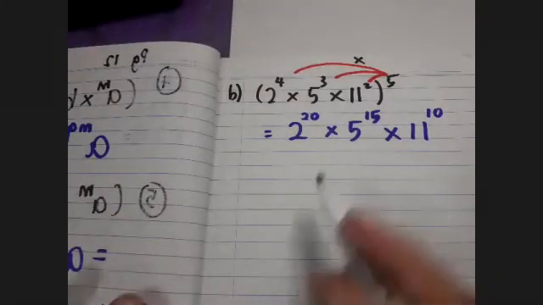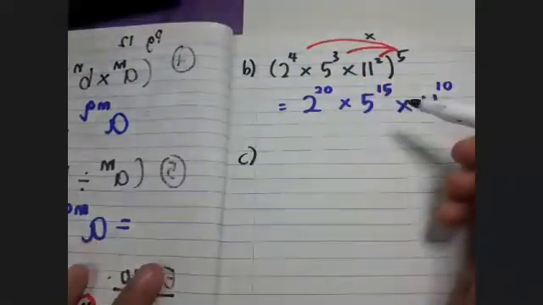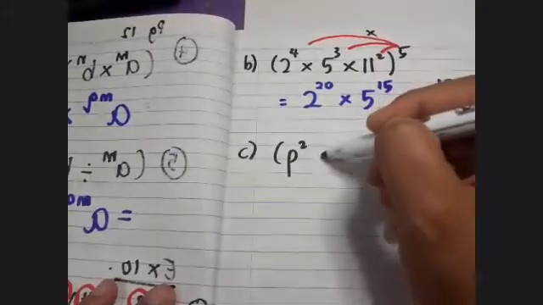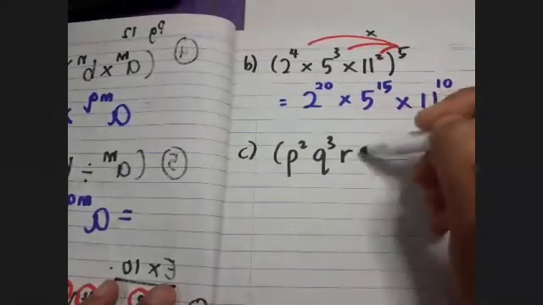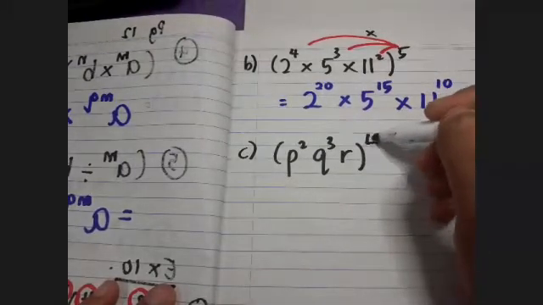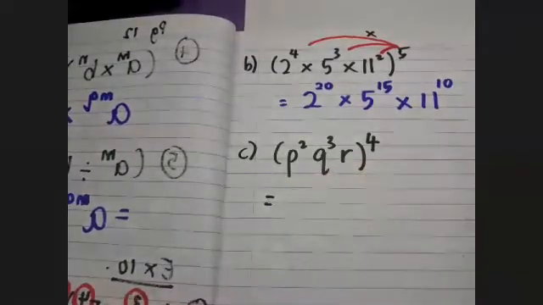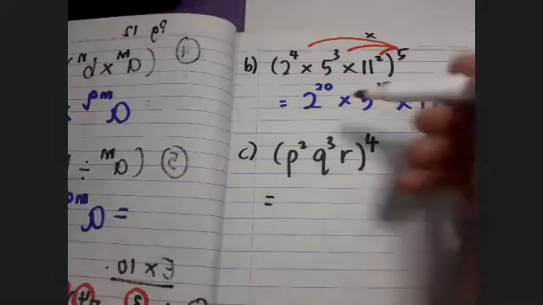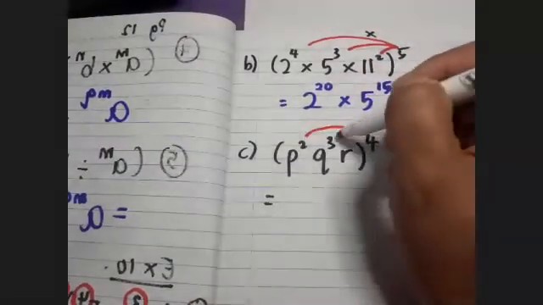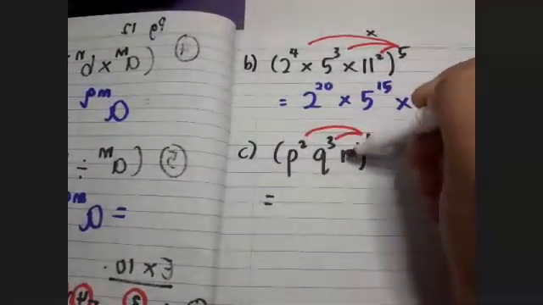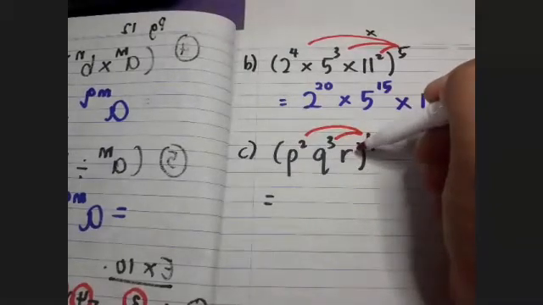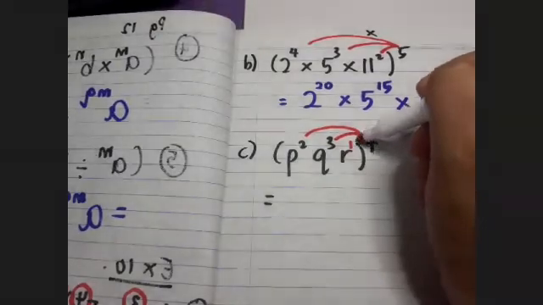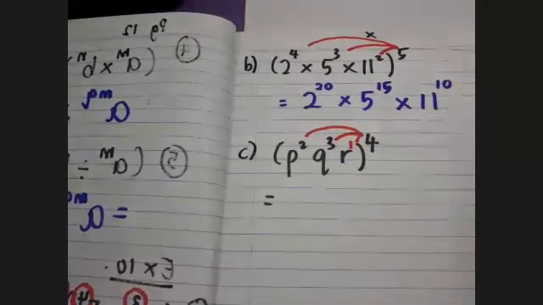Okay, next, C. P power of 2, Q power of 3, R in bracket. This is power of 4. So you multiply the index. 2 multiply 4, 3 multiply 4. And how about R? What is the index for R? This is power of 1. So we multiply 1 with 4.